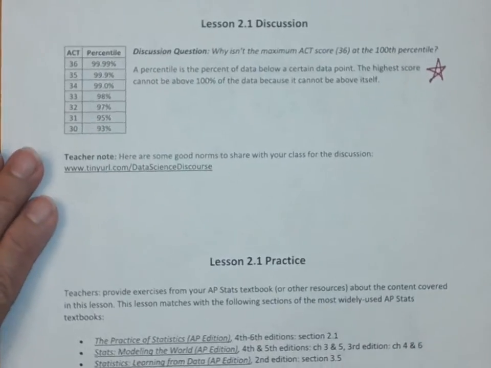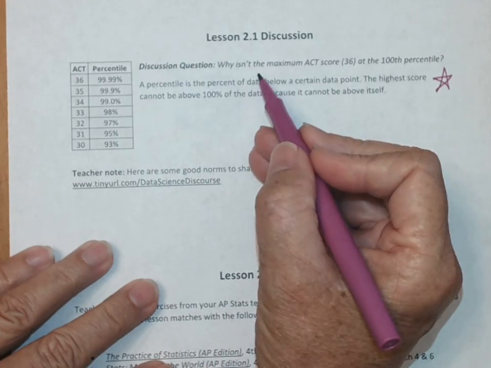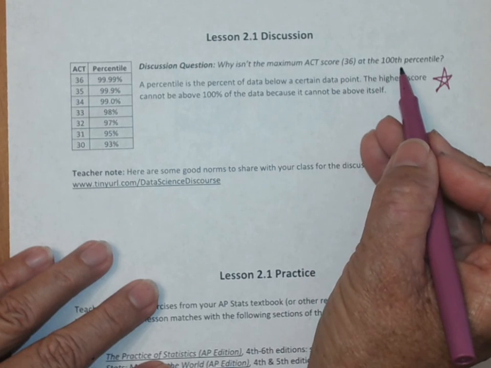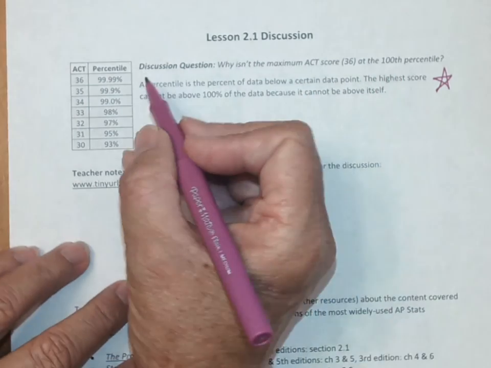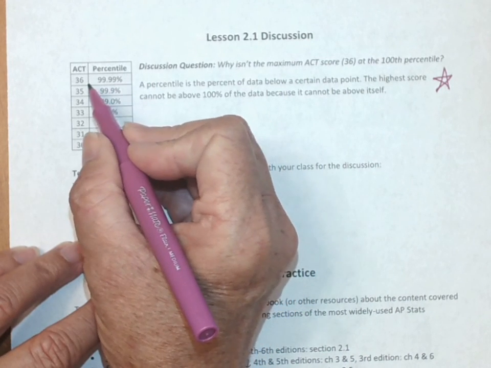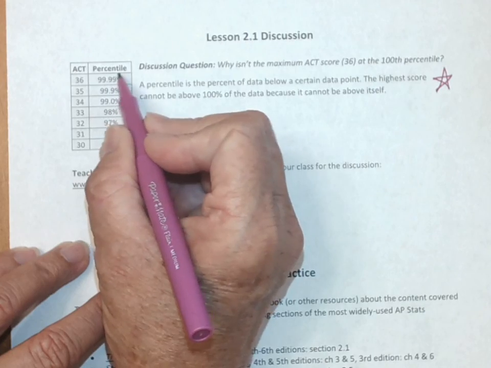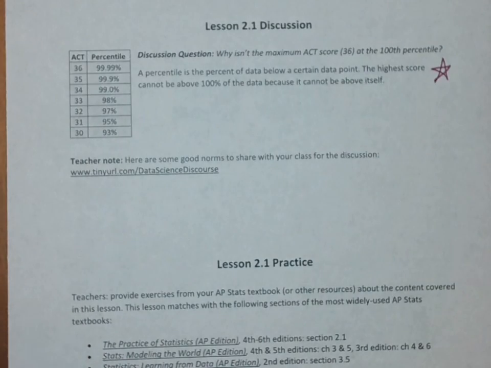Okay, and your discussion question, or for you to think about now, is why isn't the maximum ACT score of 36 at the 100th percentile? And it's simply because it tells us the amount that is greater than. So you cannot be greater than yourself. So there is a slight number out here that are greater, that would score the 36.